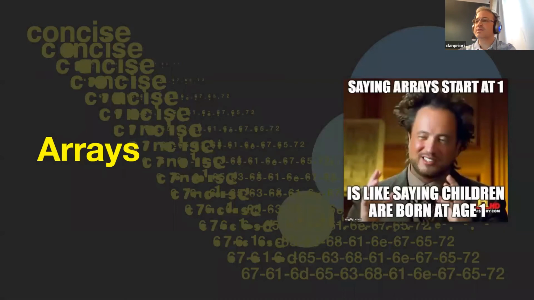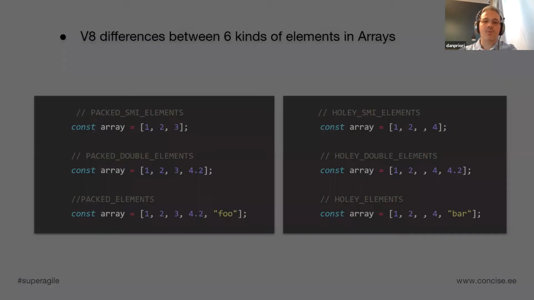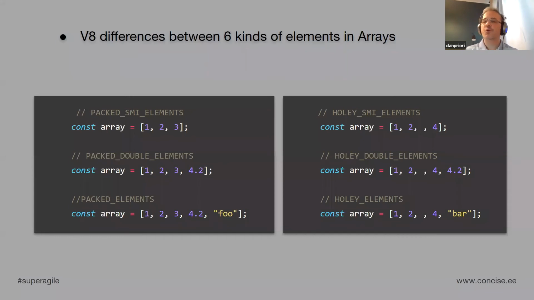Let's talk about arrays. To optimize arrays, the Chrome V8 TurboFan keeps track of which kind of element the array contains. So V8 differentiates between 6 types of elements. Let's take a look here.